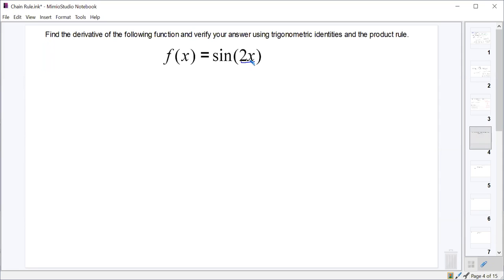That 2x is making it a composite function, because if it was just sine x, the derivative would just be cosine x. But as soon as I throw an extra term in there, it's no longer just sine x, it's sine of some other function, sine of u. So we'll call this y equals sine of u, with u equal to 2x. And what's the derivative of sine of u with respect to u?